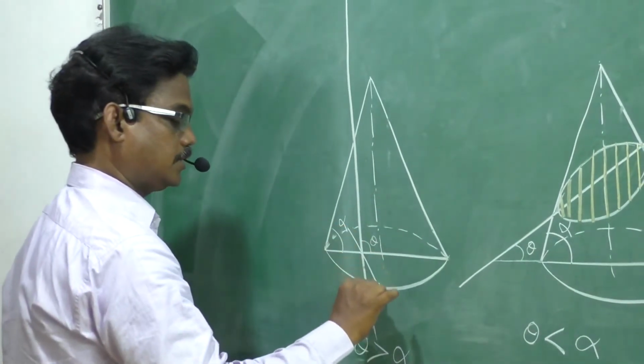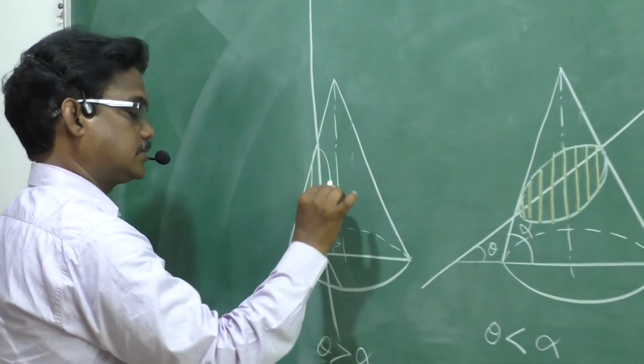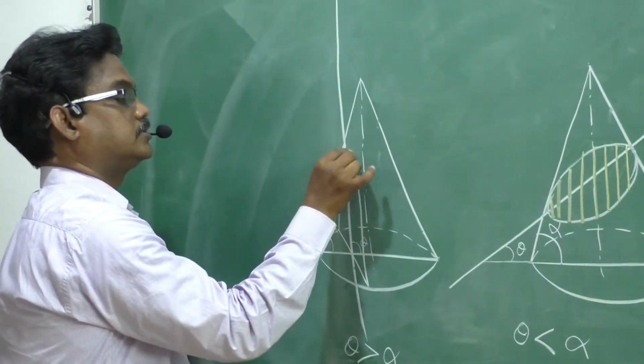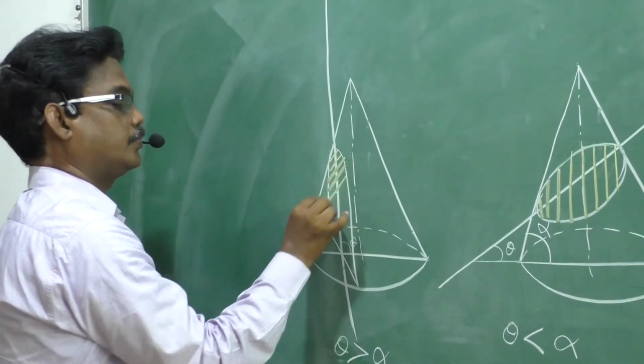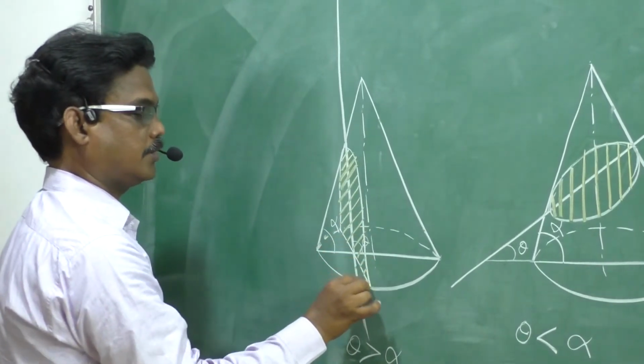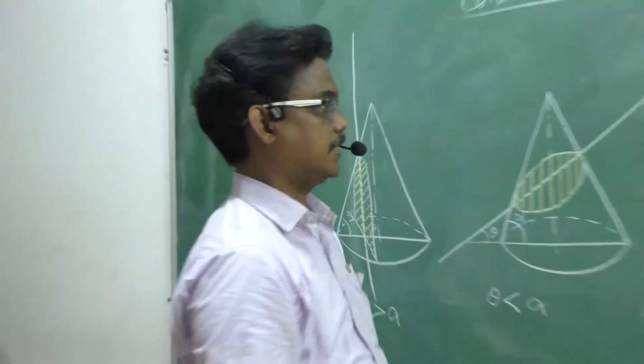Therefore, the obtained shape will be like this, right? And this shape we can show in this fashion, right? This is a hyperbola. Now we will summarize.